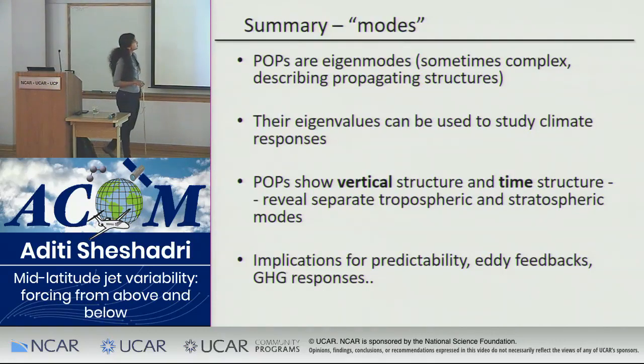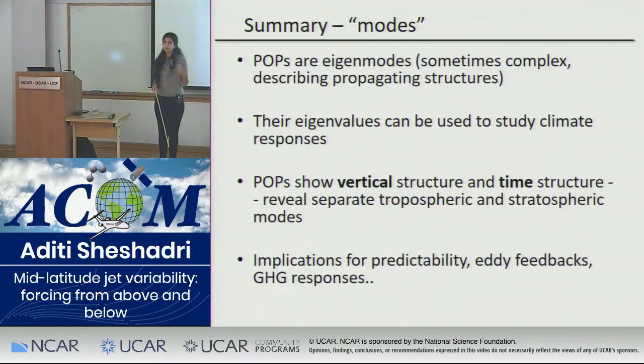All right, so let me just summarize this section because I want to tell you about the North Atlantic stuff as well. So we've come up with a reasonably robust way, we think, of calculating these eigenmodes, POPs. And sometimes the leading POP is a complex conjugate pair of POPs, which describes propagating structures. So it has structure in both space and time. And their eigenvalues can be used to study climate responses.